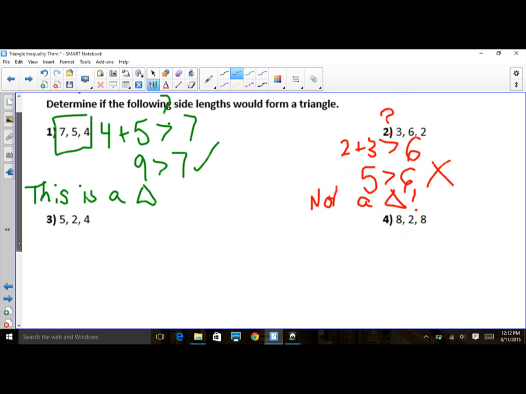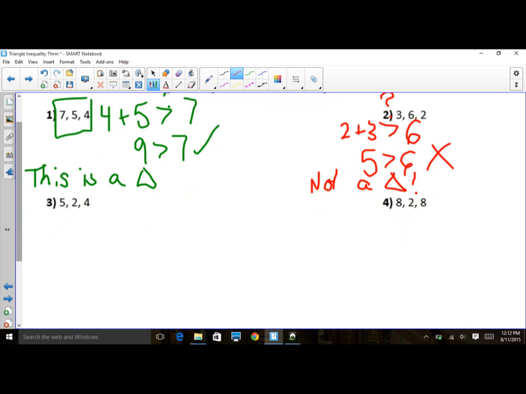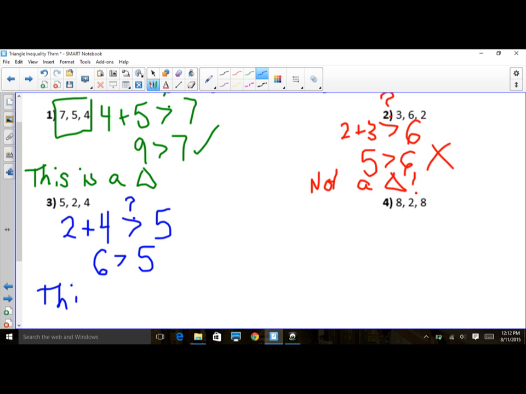Let's take a look at 5, 2, 4. We're going to take the 2 shorter sides, 2 plus 4, and test to see if they're greater than 5. All right, 2 plus 4 is 6. 6 is greater than 5. So this is a triangle.